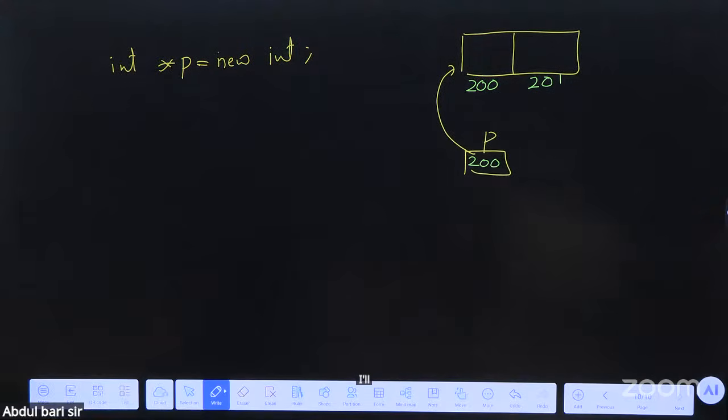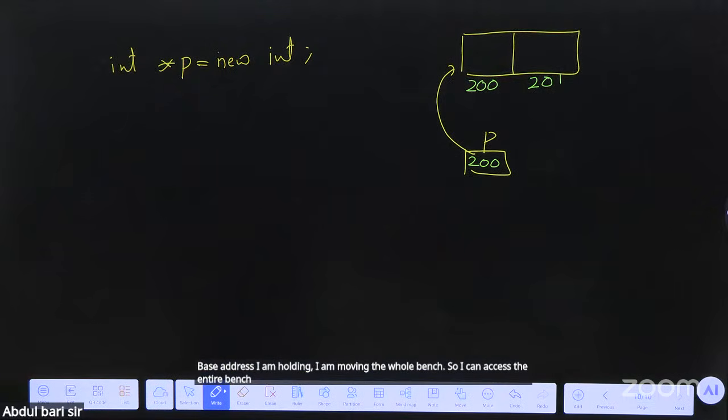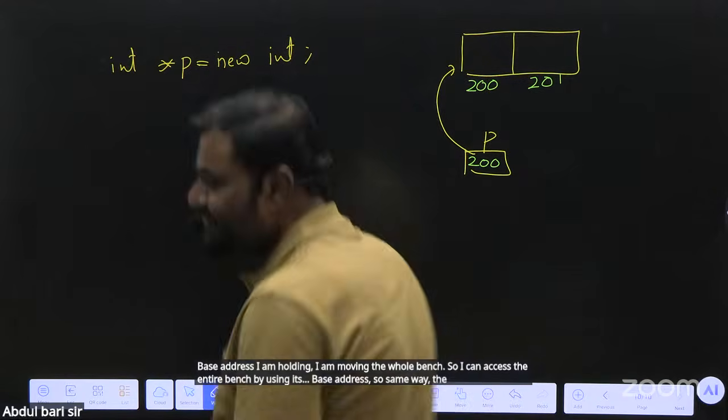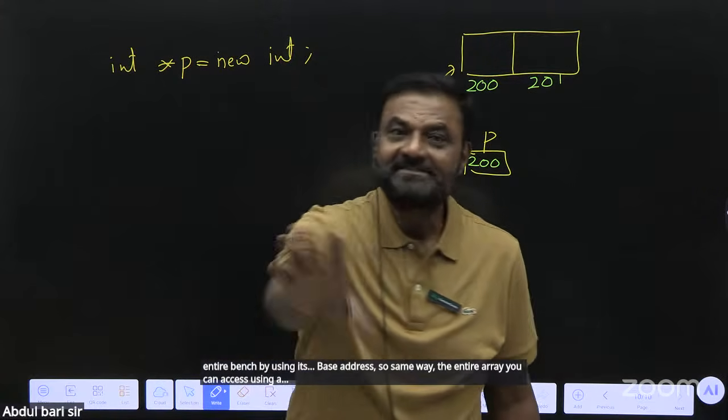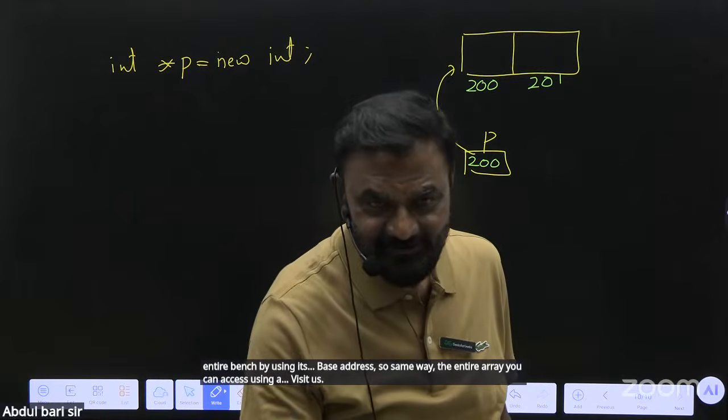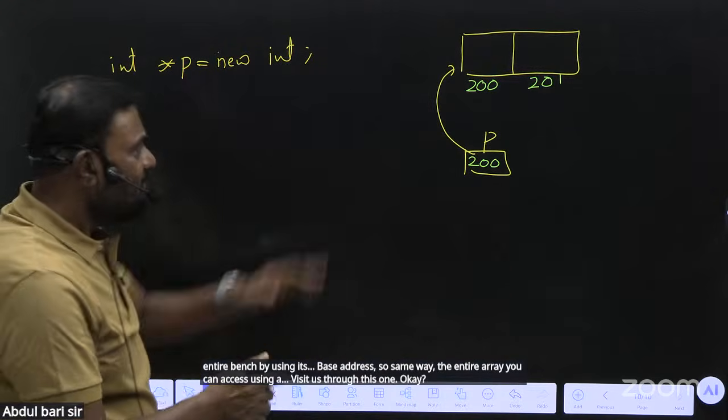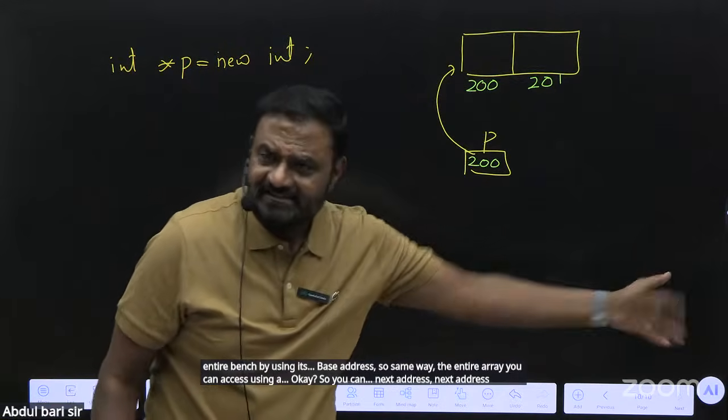I'll show you an example. This bench is there. I want to move it. Base address I am holding, I am moving the whole bench. So I can access the entire bench by using its base address. In the same way, you can access the entire array using a base address. Understood this one? So it will take the next address and access it.